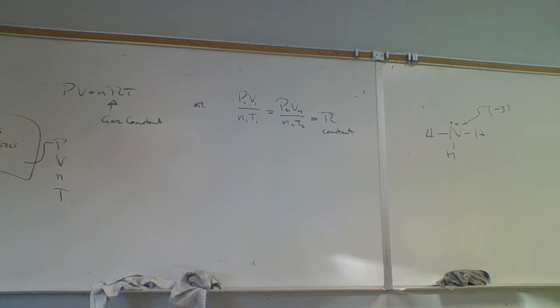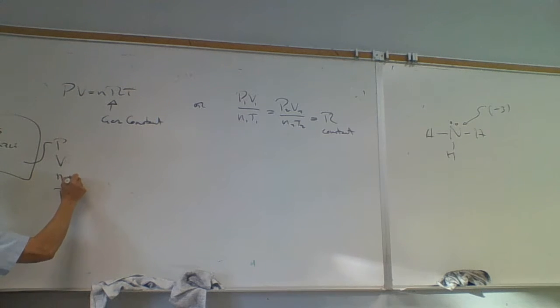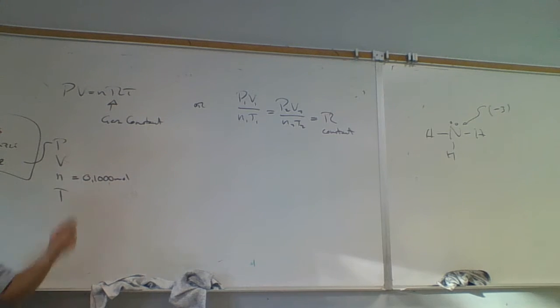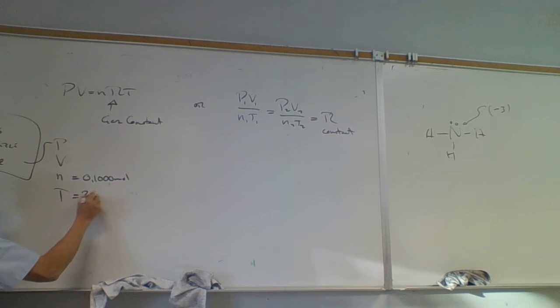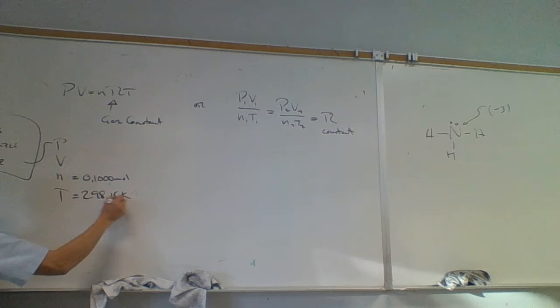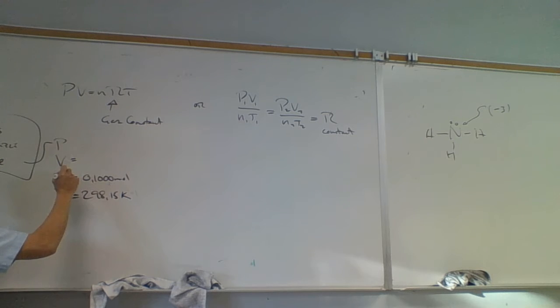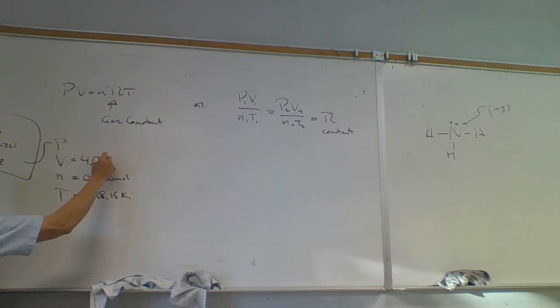And so let's take a look at the sample problem. A 0.1000 mole sample of helium. So N is 0.1000 moles. This gas is helium, so the ideal gas law doesn't tell us about the chemical properties. It just tells us about the physical properties of the gas. It's heated to 298.15, so T is 298.15 Kelvin. V, the volume, is adjusted to 4.600 liters.